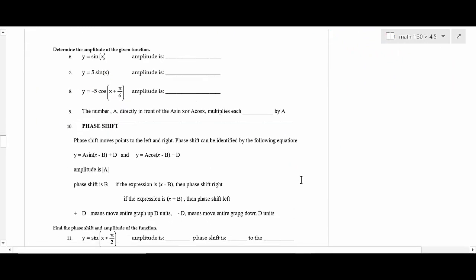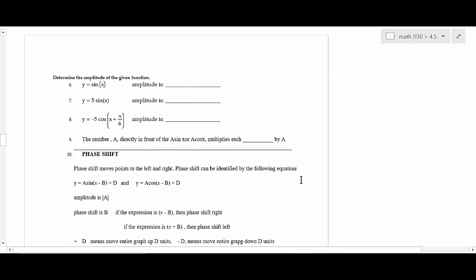So at the beginning here, we talk about amplitude. Just to review on this, the amplitude is always the number that's directly in front of the sine or cosine. So in this case, the amplitude is 1. In this case, the amplitude's 5. And then the next one, what is it? It's 5. It's still positive 5. Don't forget that it has to be a positive number, so the amplitude on that is 5.